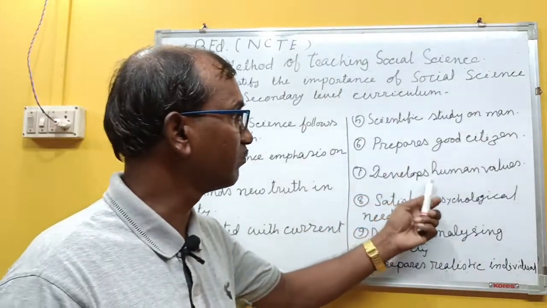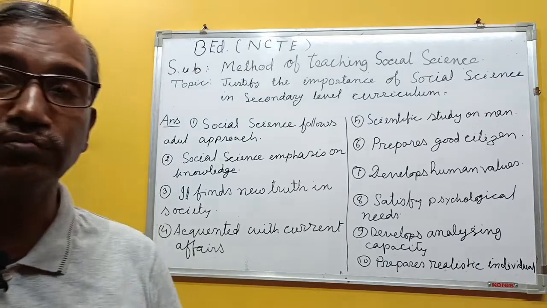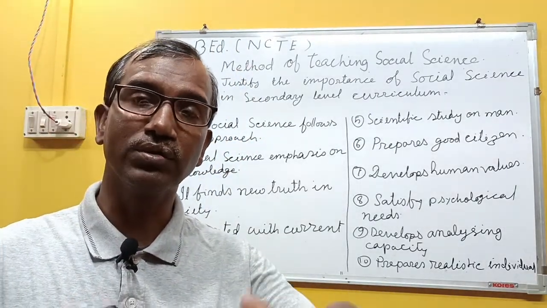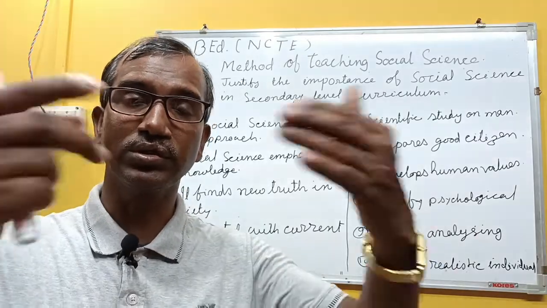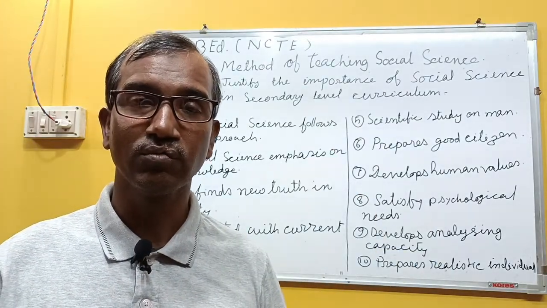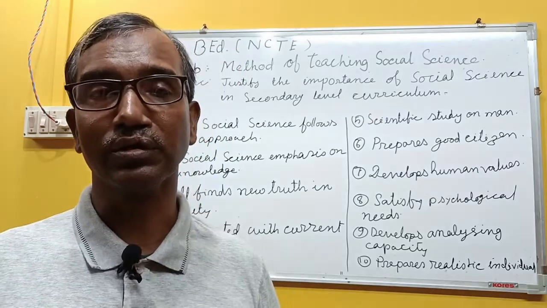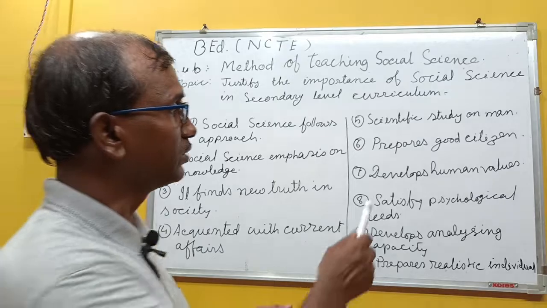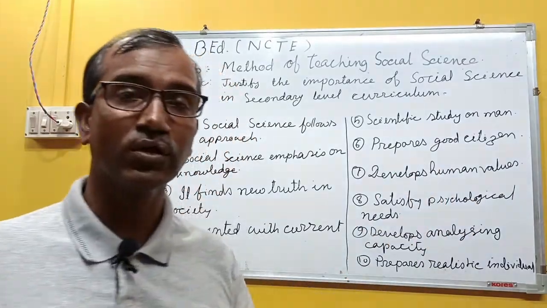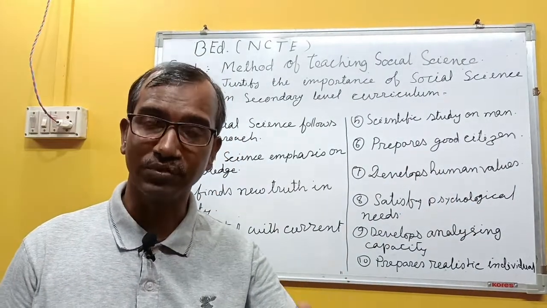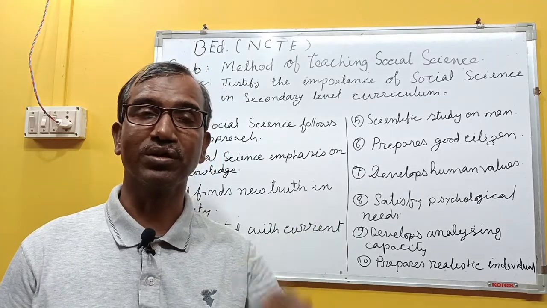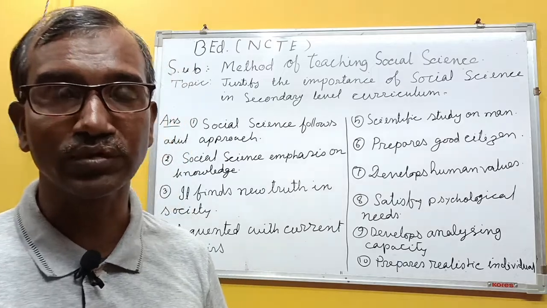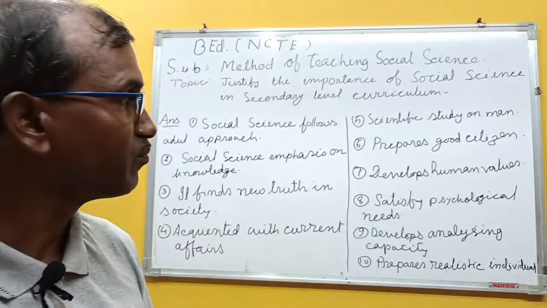Number 7, develops human values. What are the human values? Humanity, morality, all these are closely related. We are citizens of the world. We must give importance to international understanding. All these are included in human values, and these human values can be developed through social science because it includes the concepts of history, political science, economics and geography.